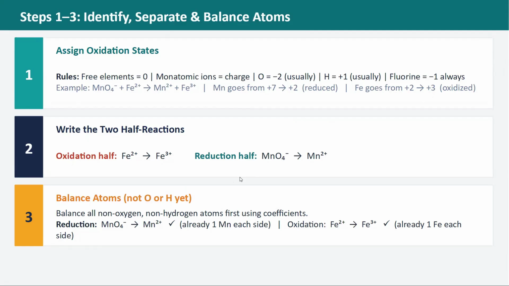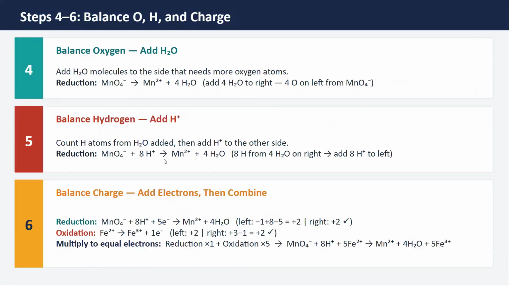So reduction: MnO4- going to Mn2+. Other than oxygen, only the manganese atom is here, and it is already balanced because there is 1 on both sides. And for the oxidation part, only iron is there, and iron is 1 on each side. So it's already balanced, nothing to balance here. After this, the fourth step is balance oxygen, and you add H2O to balance oxygen. So add H2O molecules to the side that needs more oxygen atoms.